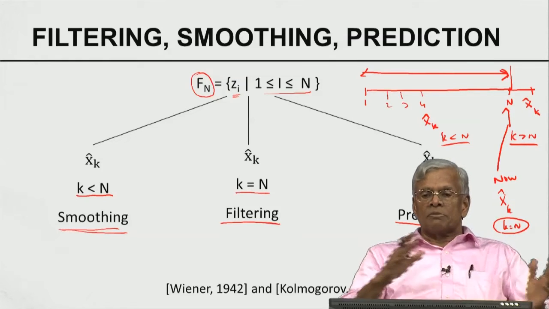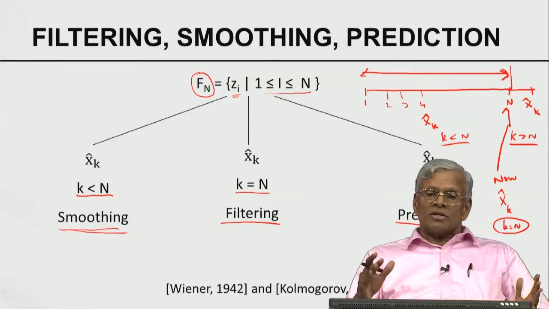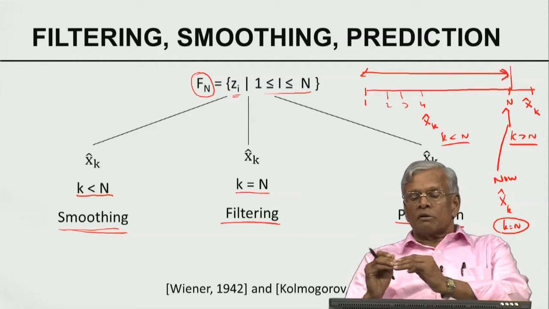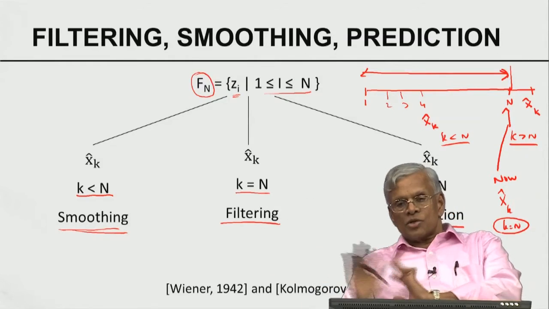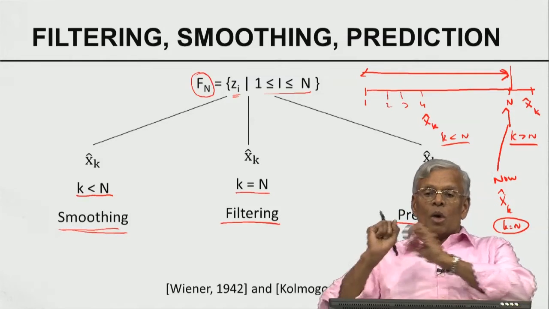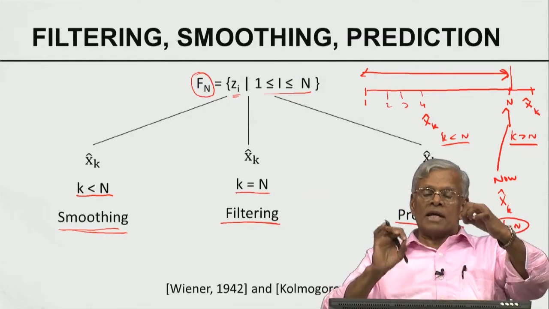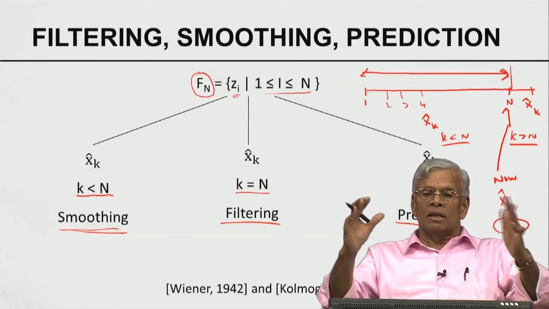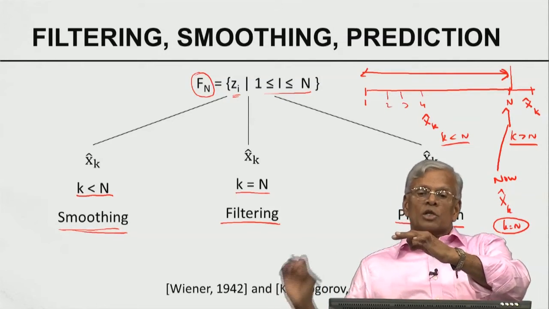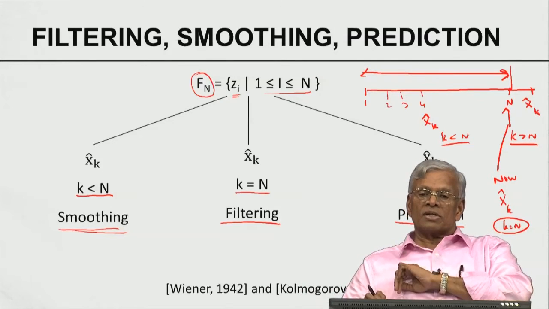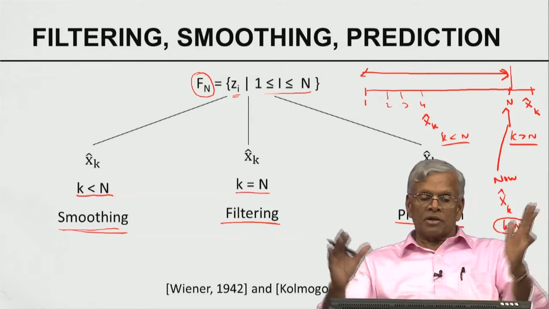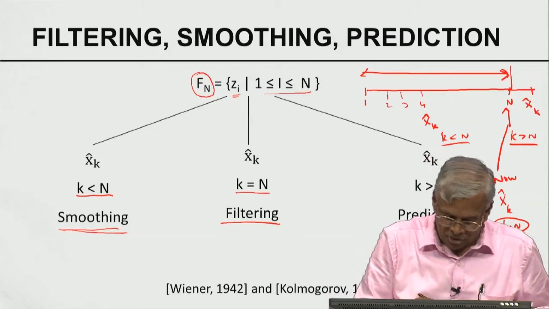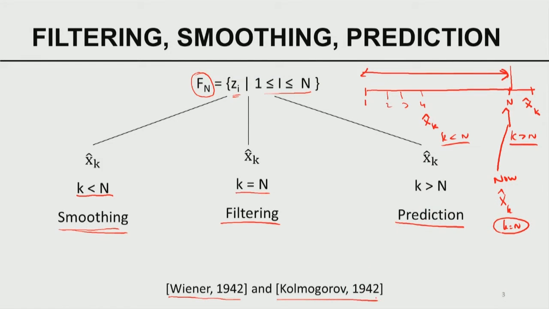Smoothing problem is, given a set of observations from 1 to n, I would like to estimate a state at a time in the past. Prediction problem is trying to estimate a state, given the set of observations, at a time in the future. So what is given to you, what you want to estimate, and the relation of the time index k with respect to n, where n is the last time at which the last observation is available. We have three problems: smoothing, filtering, prediction. These are three classes of problems. This is a classic definition, widely accepted. This is due to the pioneering work of Wiener, and these classifications are known since the early 1940s.